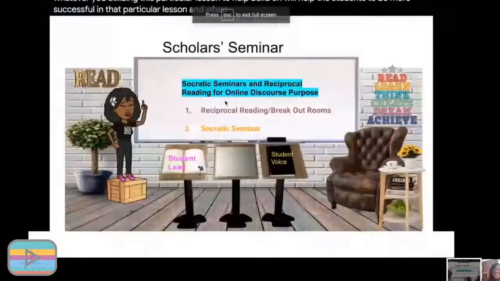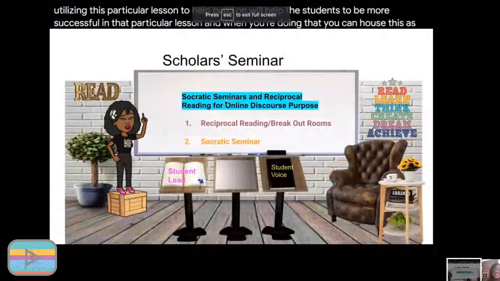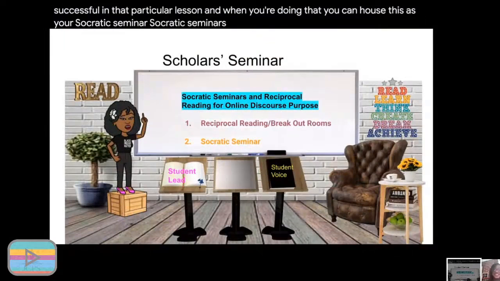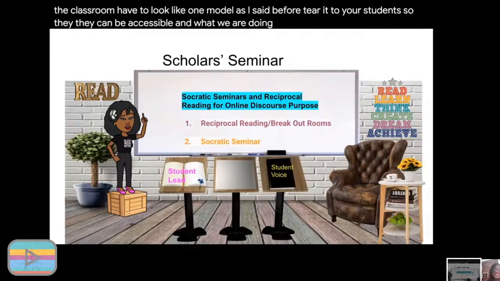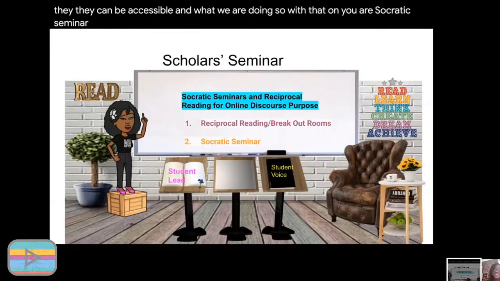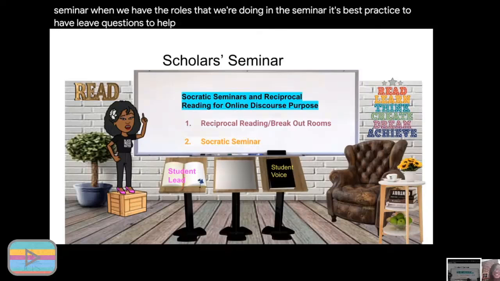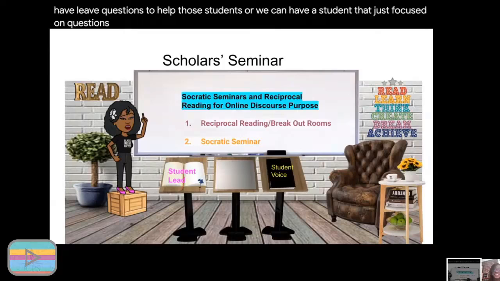And when you're doing that, you can house this as your Socratic seminar. Socratic seminars don't necessarily, during NTI learning or in the classroom, have to look like one model. As I said before, tier it to your students so they can be successful in what we are doing. So with that, on your Socratic seminar, when we have the roles that we're doing in the seminar, it's best practice to have lead questions to help those students. Or we can have a student that just focuses on questions to jumpstart the conversation or to get the conversation going.